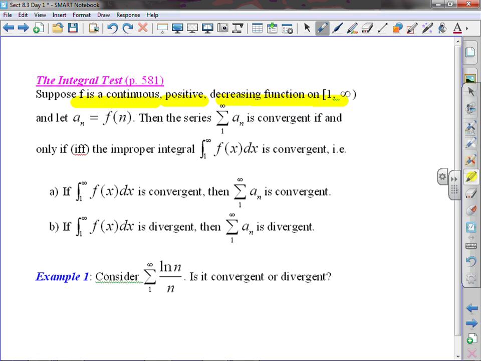And it's wordy, but that's the only way you can say it. The series a sub n converges if, it's if and only if, the improper integral converges. So basically this is what you have to know. If the integral converges, the series converges. If the integral is divergent, the series diverges.